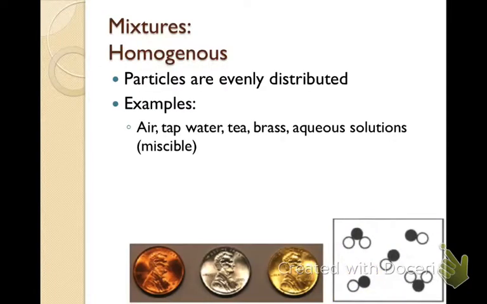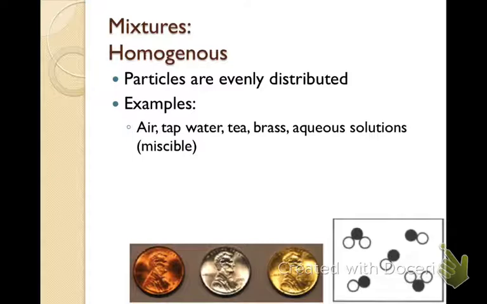Particles are evenly distributed, meaning that they're uniform all throughout. You can't see any physical separation. Some examples are air. Air is made up of nitrogen, oxygen, water vapor, and other gases. We have tap water. Any water that we take out of our sinks at school will have water as well as separate ions in there. That's why we use distilled water for many of our experiments, because distilled water just has pure H2O. It should not have any other ions in there. Tea is an example. Brass, and I showed you a picture of brass right down here for you.